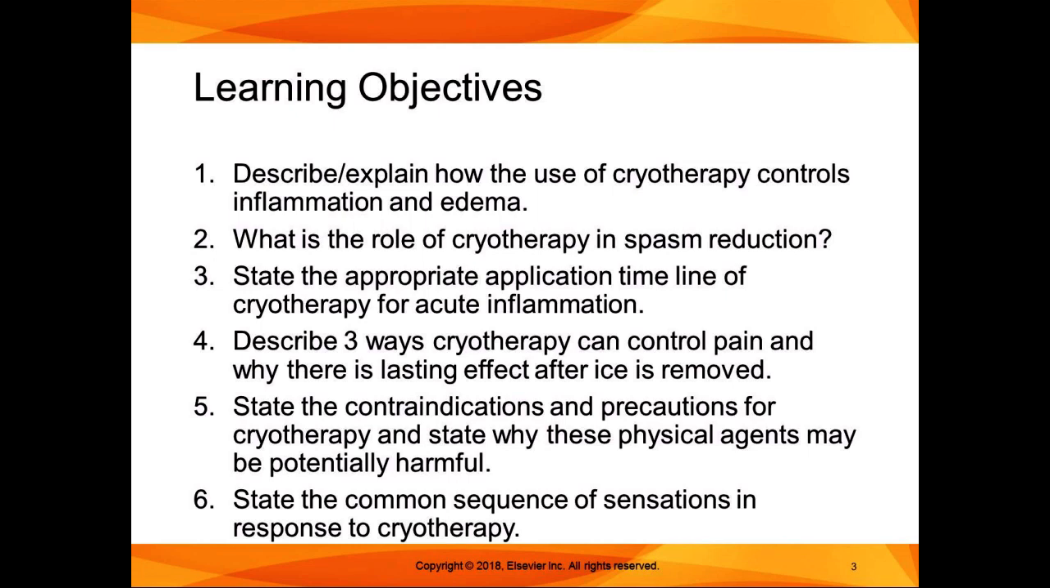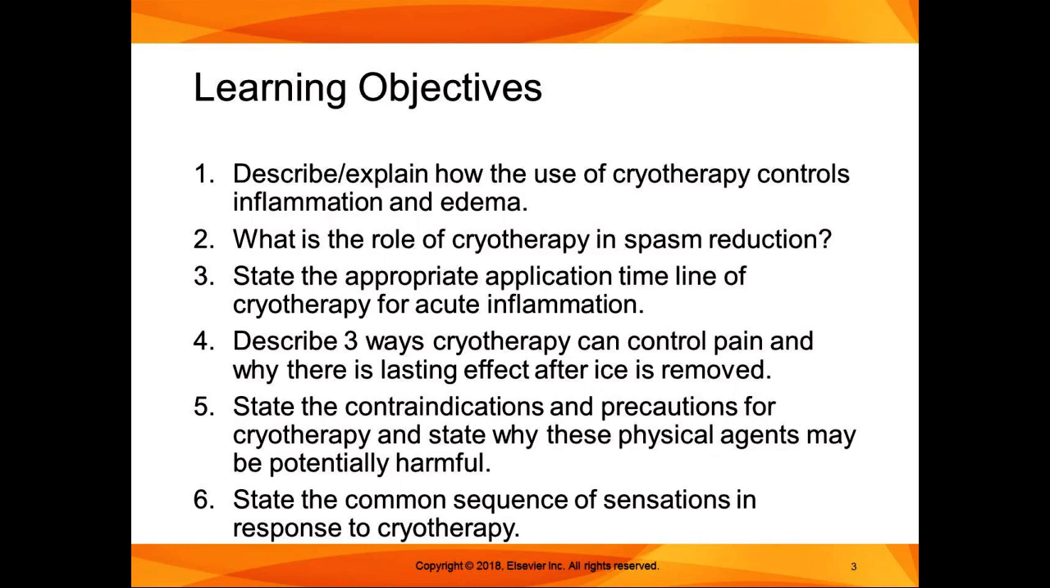So with that rest, ice, compression, and elevation, how are we affecting edema with that? Be able to describe that. What is the role of cryotherapy in spasm reduction? So we talked a little bit about muscle spasm, which is not spasticity, but also spasticity, and using ice to help control that. I want you to be able to state the appropriate application timeline of cryotherapy for acute inflammation.